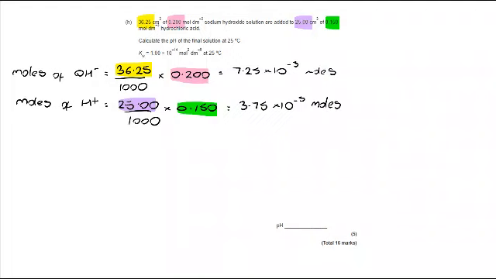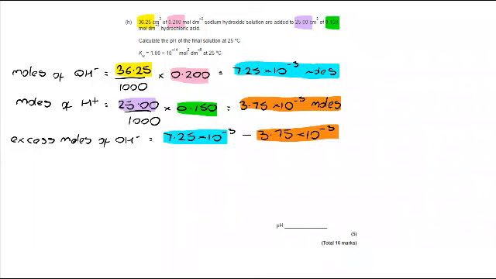So after we've done that, we need to look at what's in excess. Well, we've got more moles of OH-. So I know that this is going to be a base. I know that my pH is going to be above 7. But how many moles in excess is it? Well, H+ to OH- is in a 1-to-1 ratio. So 3.75 by 10 to the minus 3 moles of H+ will have reacted with 3.75 by 10 to the minus 3 moles of OH-, and that means that we are left with 3.5 by 10 to the minus 3 moles of OH-. That's my moles.